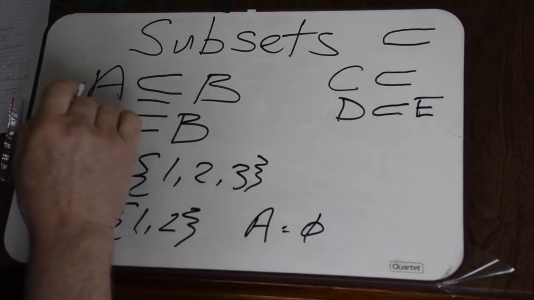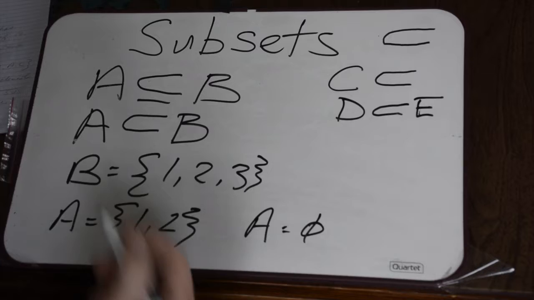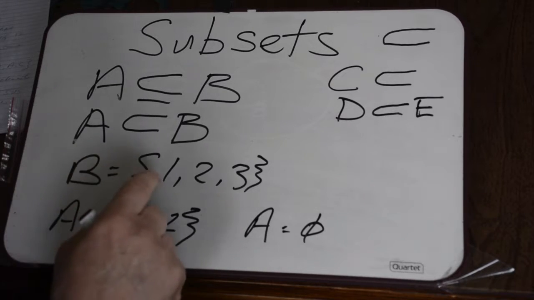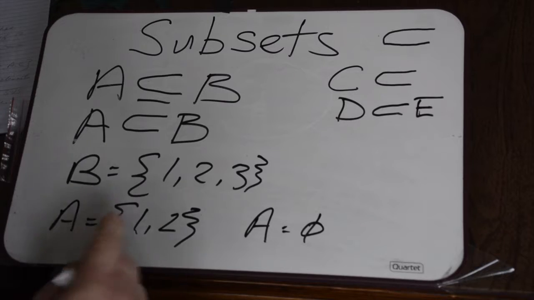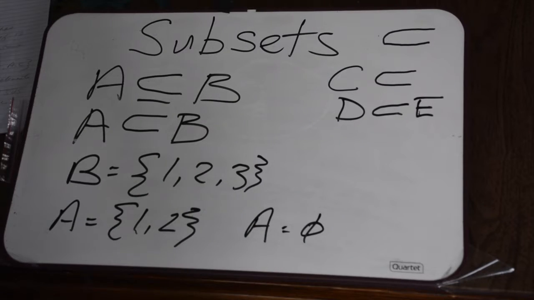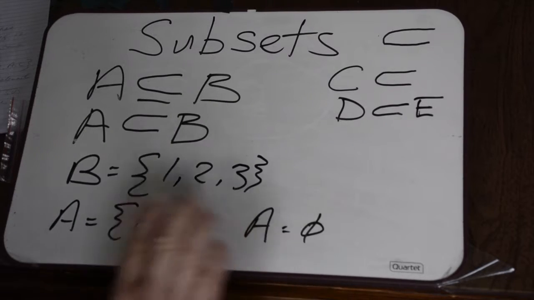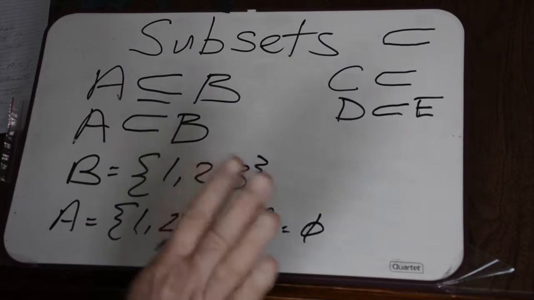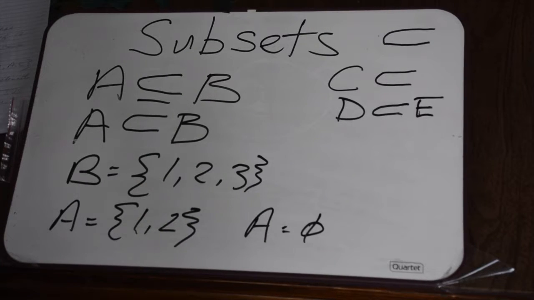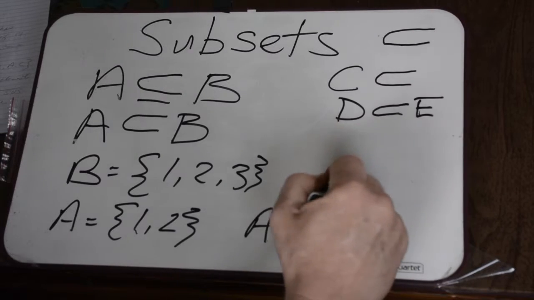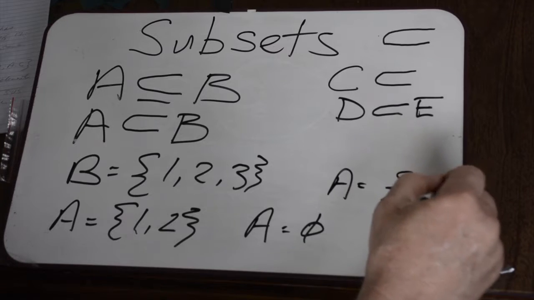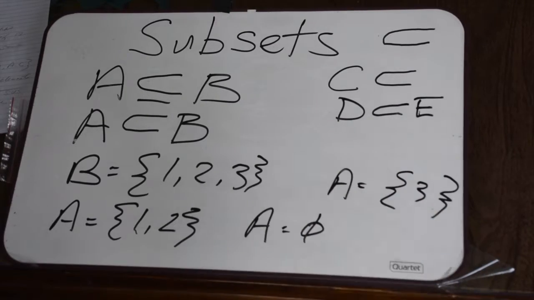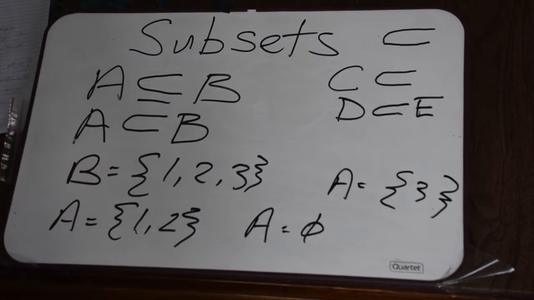But if you have A is a subset of B, that means set B could have elements 1, 2, and 3. A, which has elements 1 and 2, would be a subset. A, which has none of those elements, 0, an empty set, a null set, that is also a subset. Or it might just have one of them, A equals 3. That's a subset. A equals 3 is a subset of that set.